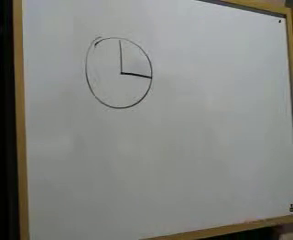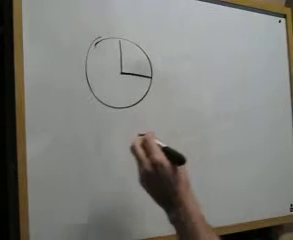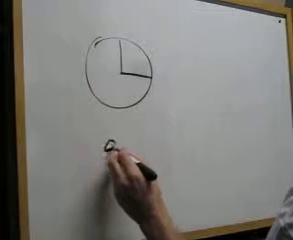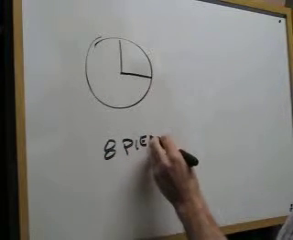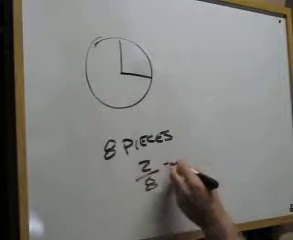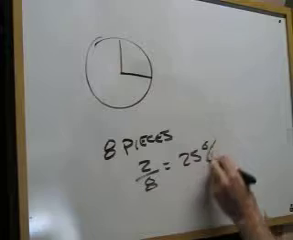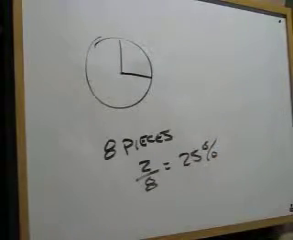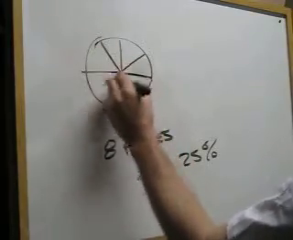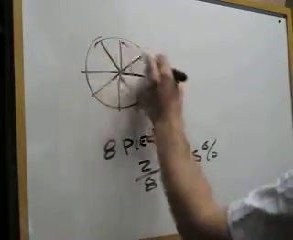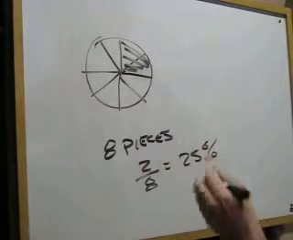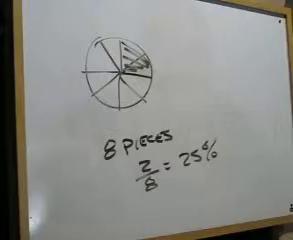quarter of the pie. So if this were cut into 8 pieces, I just took 2 out of the 8 pieces, or 25% of the pie. So if this were 8 pieces, I would take these 2, and that would be 2 out of the 8, or 25%. So that's, for the most part, what a pie chart is.